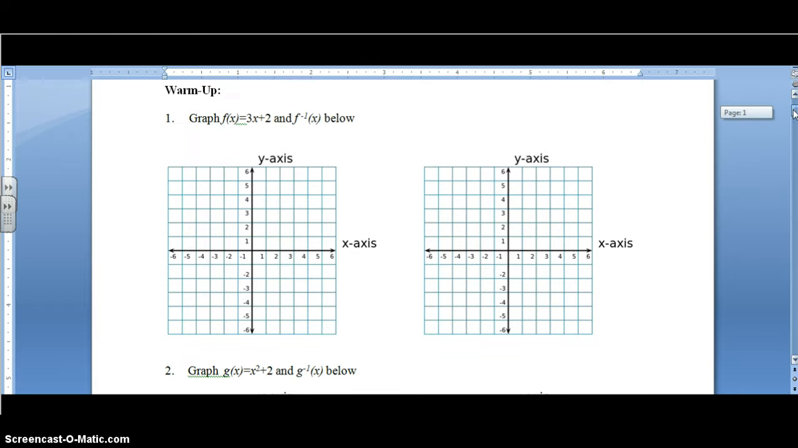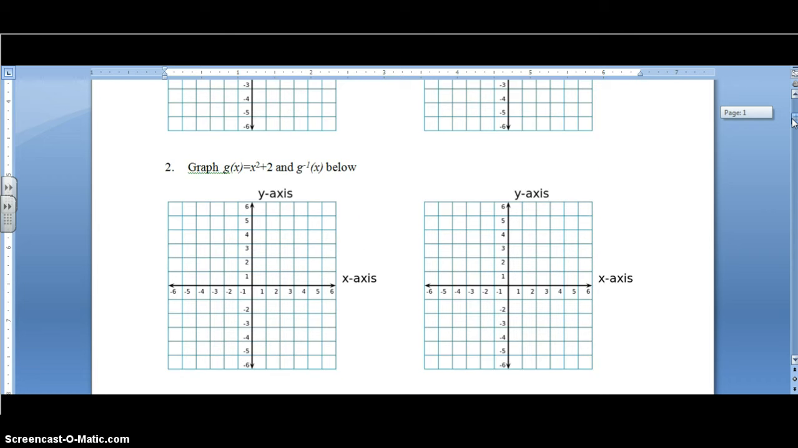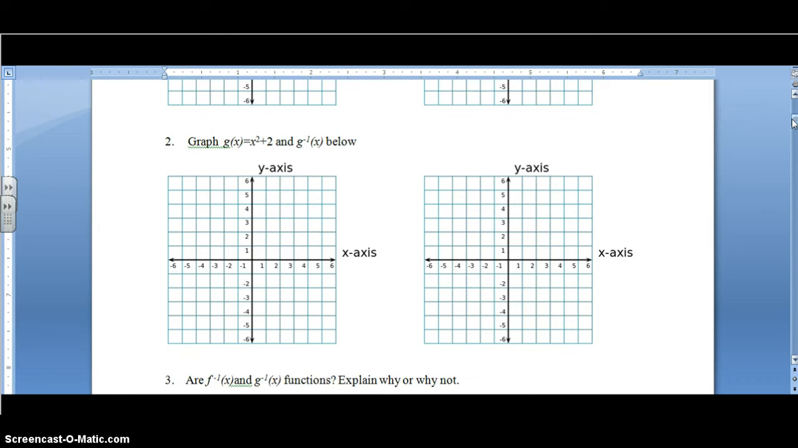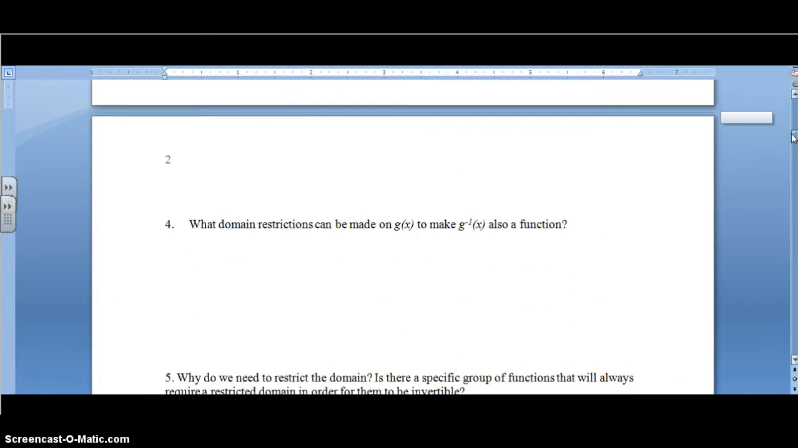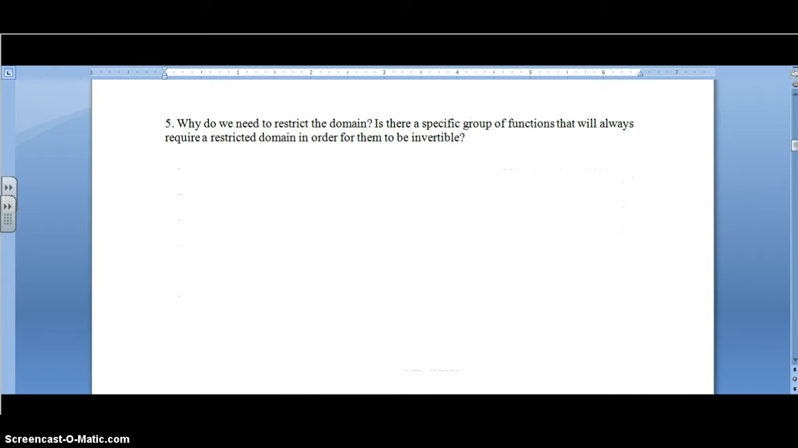Now, if you notice with the linear function, you never have to restrict the domain because it is always a one-to-one function. But a quadratic, for example, will always need a restricted domain due to its parabolic shape. And now we're going to take this a step further and go into trig functions. We also made a GSP, which I'm going to pull up right now.